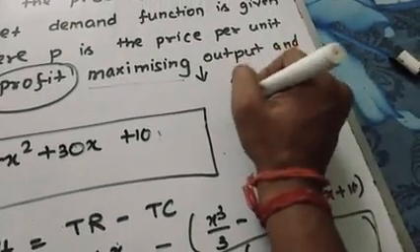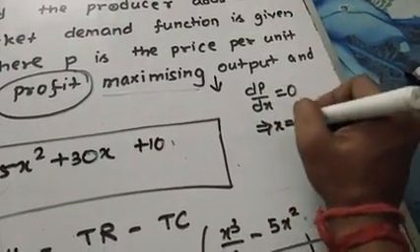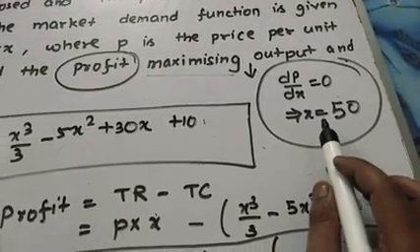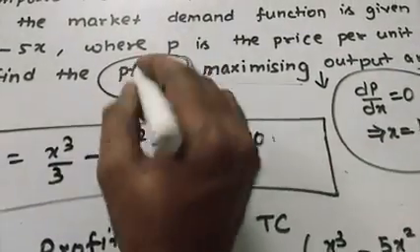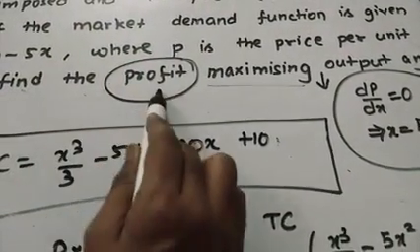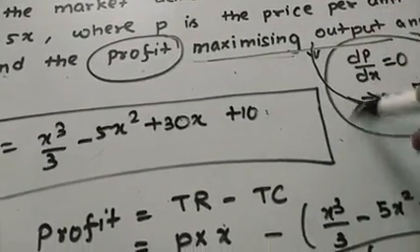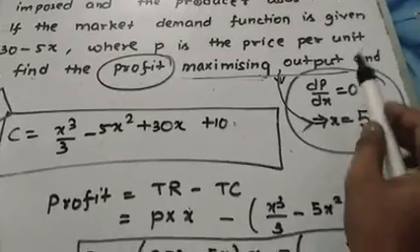Now I'm just giving the answer: after equating dP by dx equals 0, you will get x equals 50. Remember this. That is the demand of the question, what you have to find: find the profit maximizing output. That means you have to find this x. So the x value will be 50.